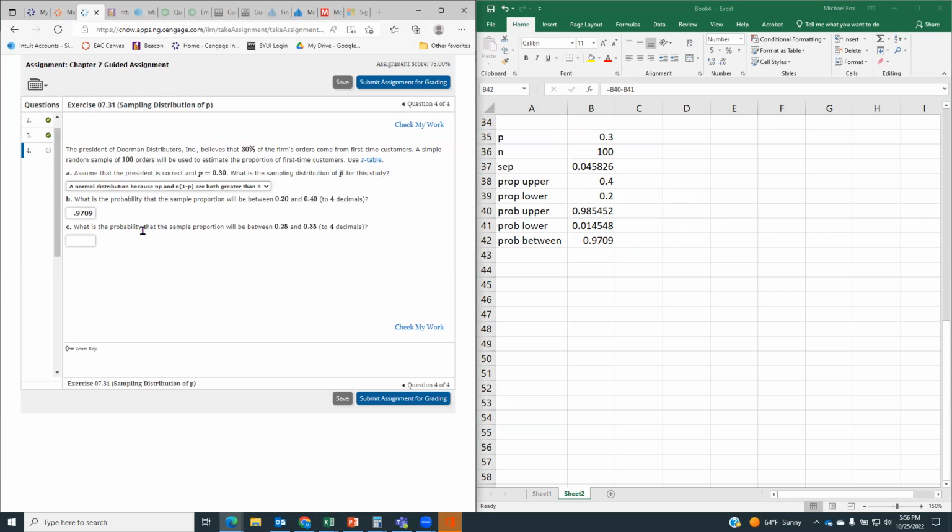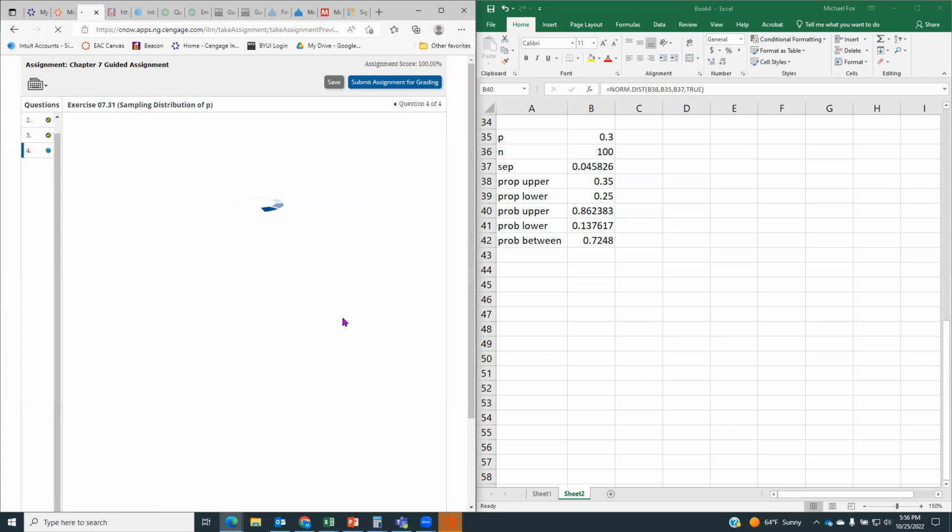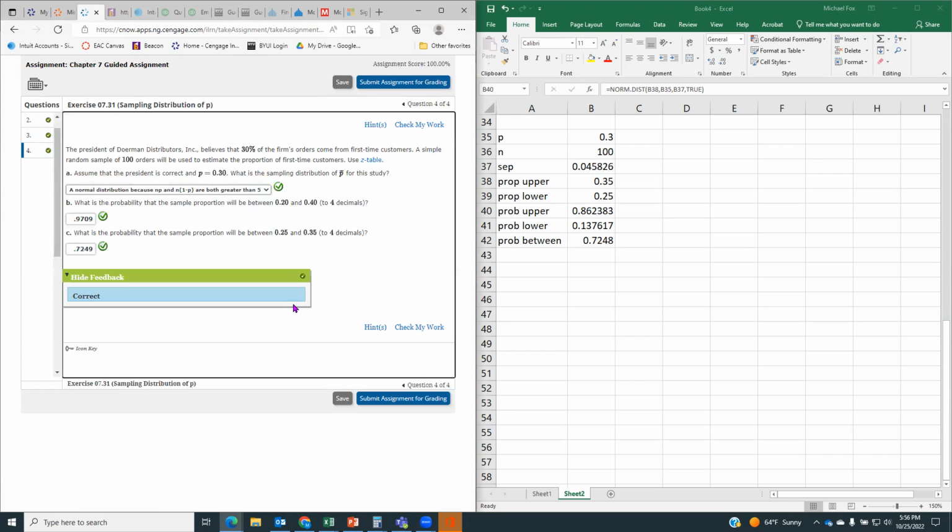And then the second one says, what's the probability the sample proportion will be between 0.25 and 0.35? So for upper, I'll put 0.35. For lower, I'll put 0.25. And now my probability is 0.7248. So we can see that by narrowing the upper and lower range, we lower our probability that it falls between there, which makes sense. We'll check our work. We're good.